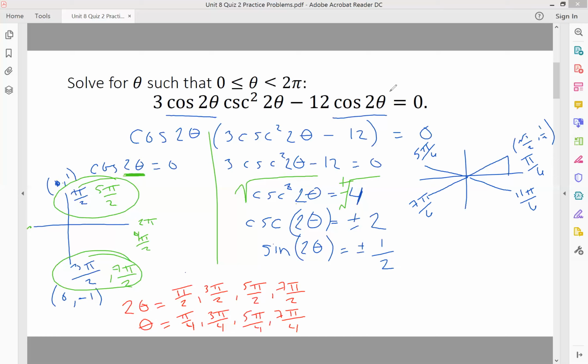Then go around the second time. We get 12 plus 1 is 13 pi over 6, 12 plus 5 is 17 pi over 6, 12 plus 7 is 19 pi over 6, and 11 plus 12 is 23 pi over 6. All right.